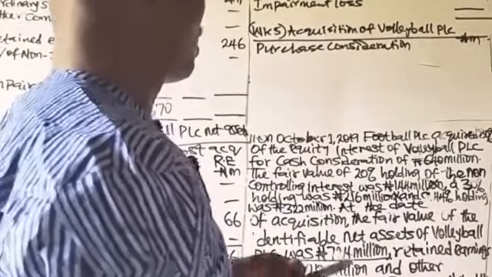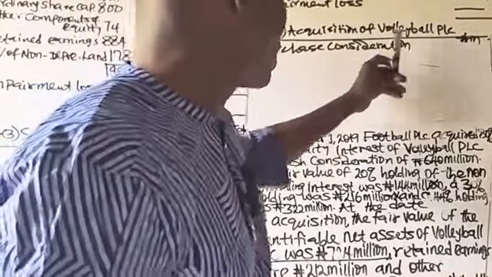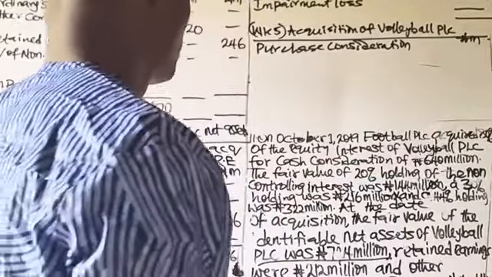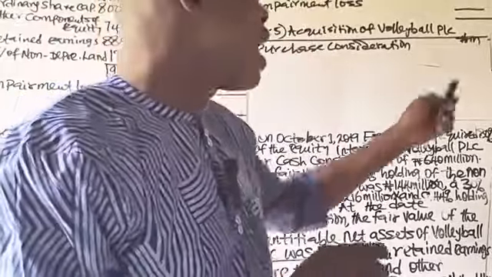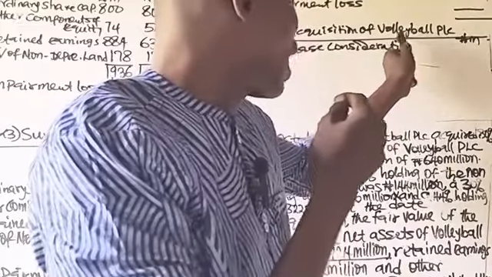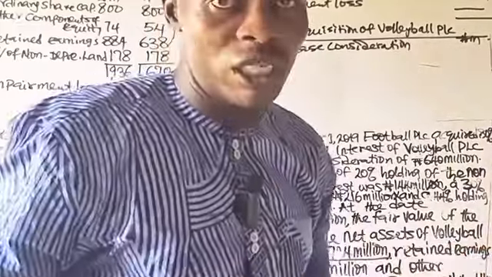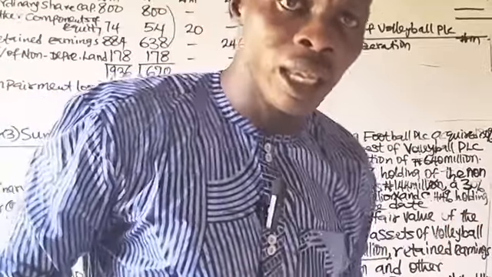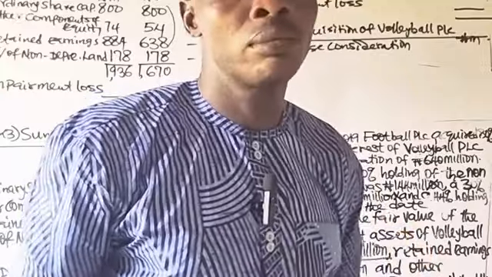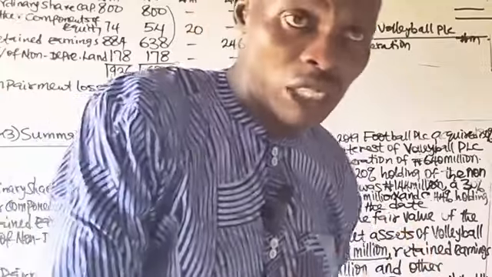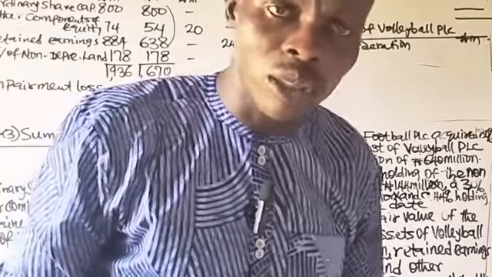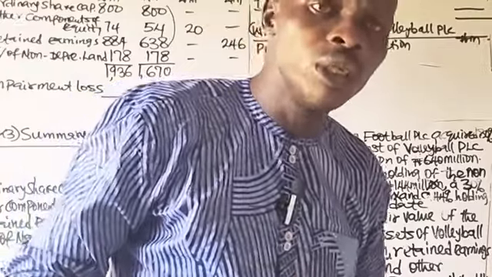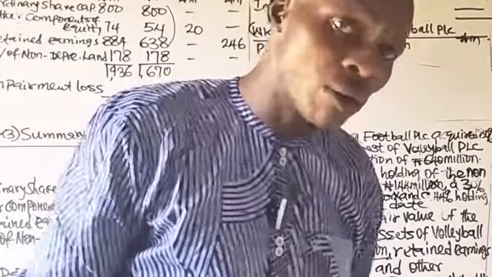So remember, Volleyball is the sub-subsidiary of Sports PLC. And I've told you that the consideration paid by Football to acquire Volleyball will be apportioned between the parent company and the non-controlling interest. The parent company's share of that consideration is what will be used to calculate goodwill. And the NCI share of the consideration will be used to reduce the NCI calculated in the usual way.